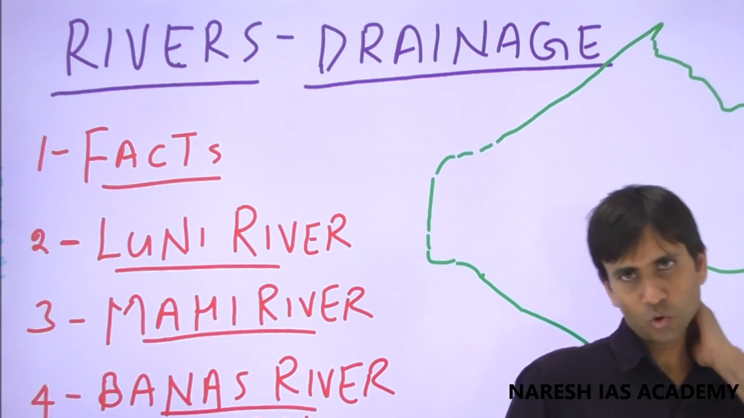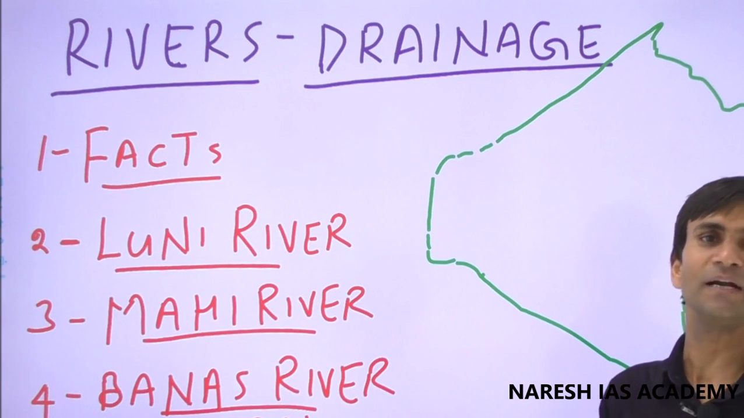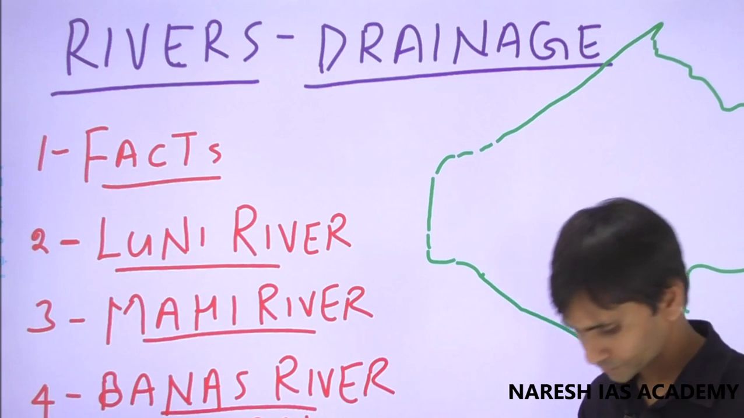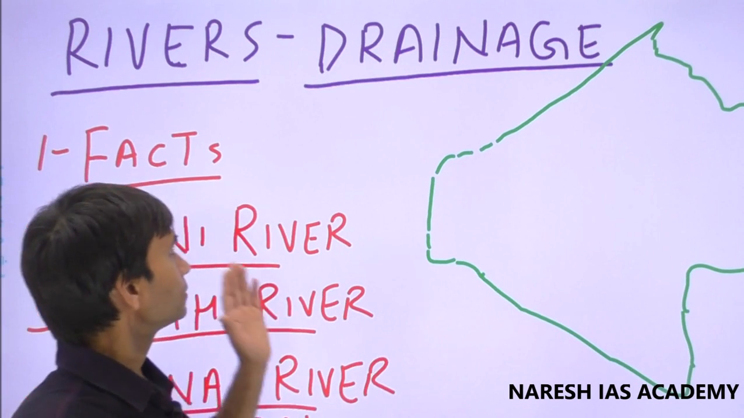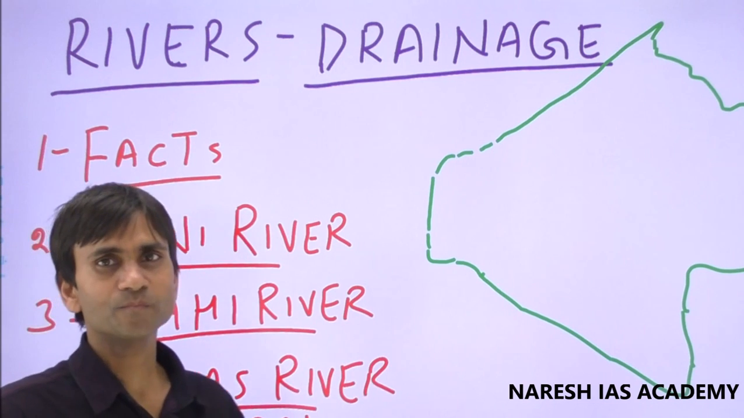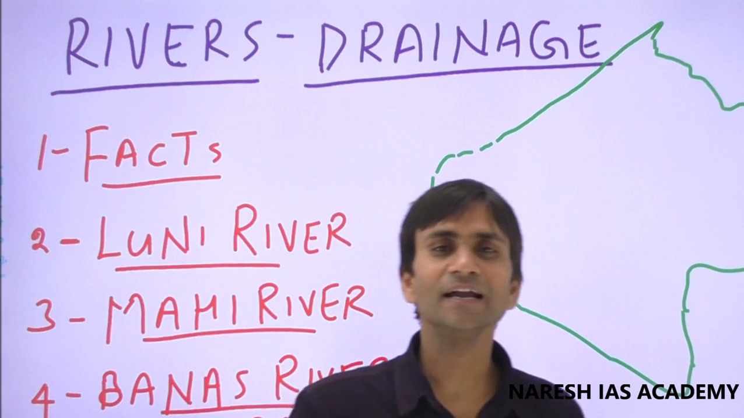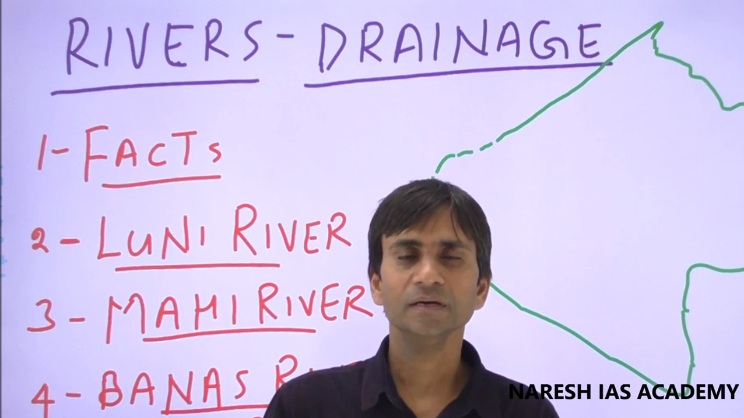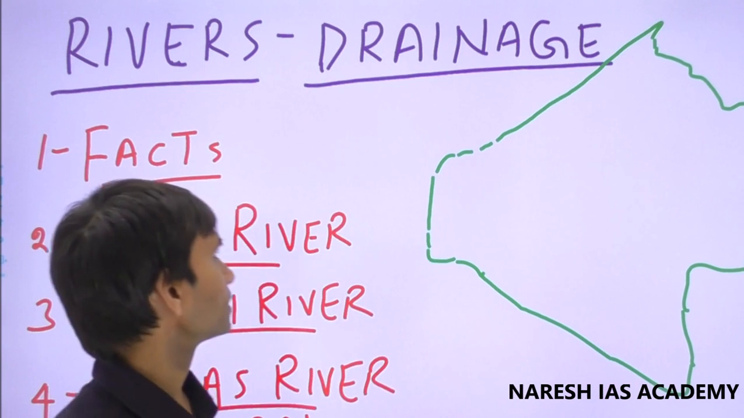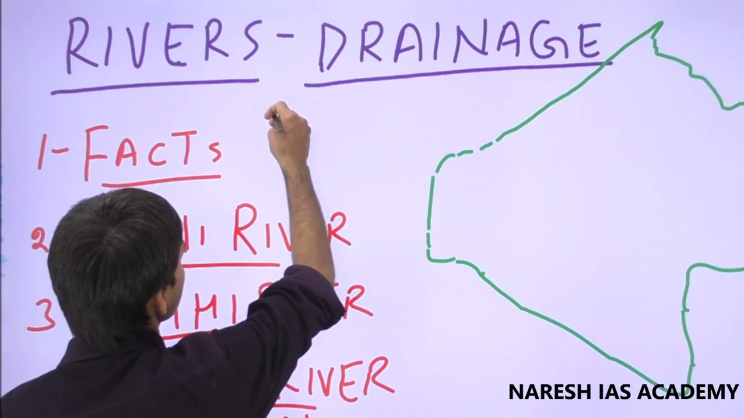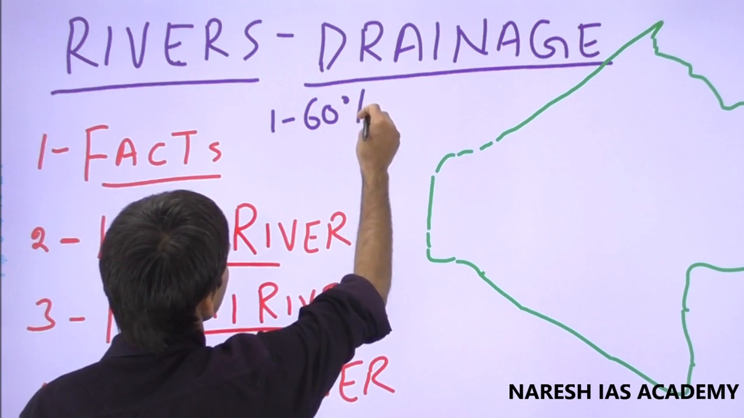Initially, we must know some important facts about the river system and the drainage pattern in Rajasthan. You know, the drainage pattern or the river system is generally classified into the external or outer and the internal or the inner drainage pattern. In Rajasthan, 60% is inner drainage.